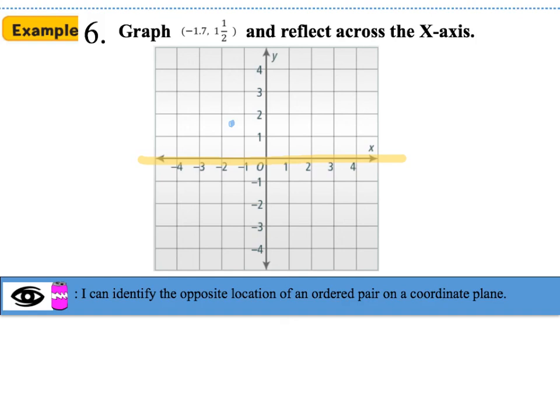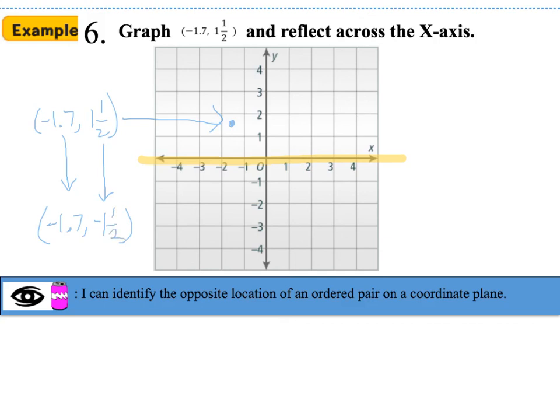And let me go ahead and write the ordered pair again. So the ordered pair for this dot would be -1.7, comma, 1.5. So now I'm going to reflect this point across the x-axis. If I start my ordered pair and I'm reflecting across the x-axis, I know that the x-coordinate needs to stay the same. So -1.7 is going to stay -1.7. What I'm going to do now is take the opposite of positive 1.5, which becomes -1.5.